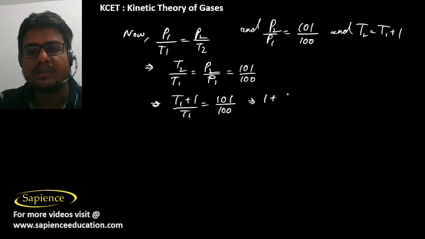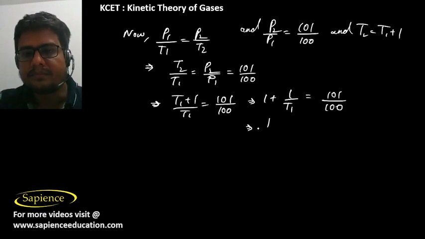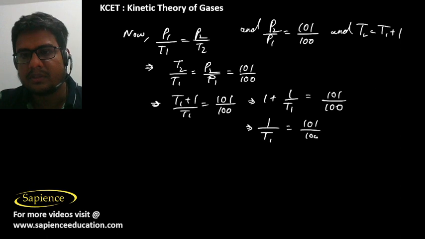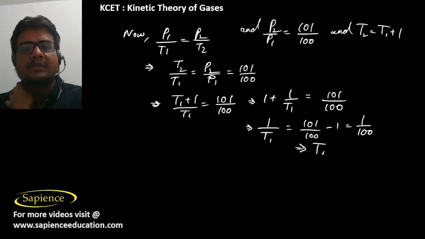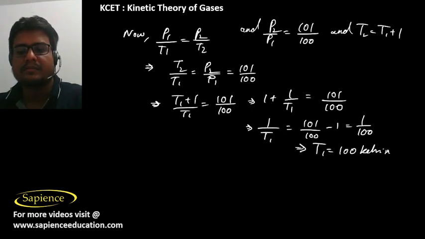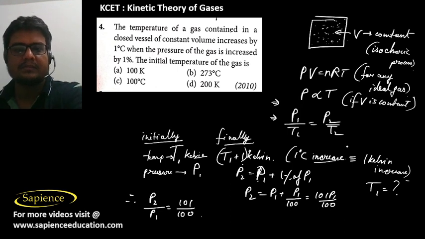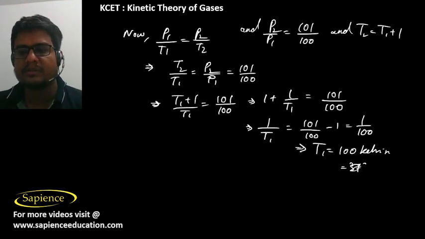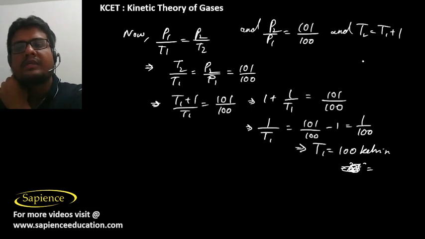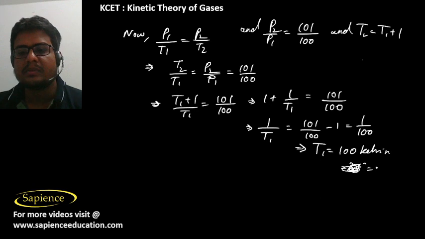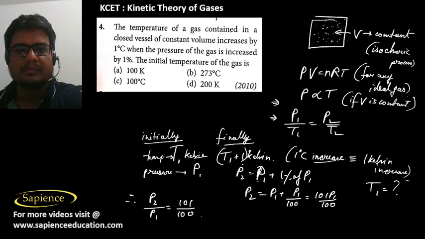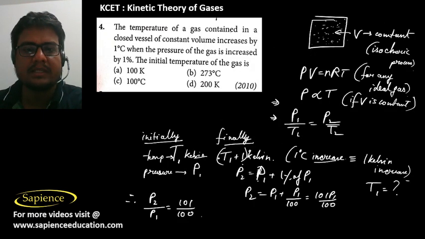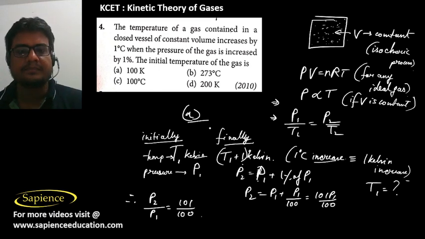So therefore I can say 1 plus 1 by T1 is equal to 101 by 100. So 1 by T1 is 101 by 100 minus 1, which will be equal to 1 by 100. So therefore T1 is 100 Kelvin. Since 273 Kelvin is 0 degrees Celsius, 100 Kelvin means it is minus 173 degrees Celsius. But 100 Kelvin is the answer. So option A is the correct answer.